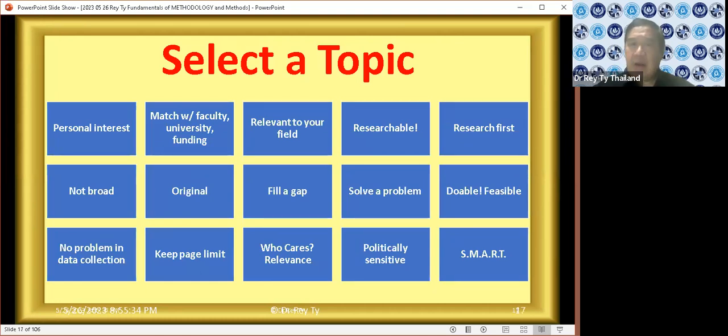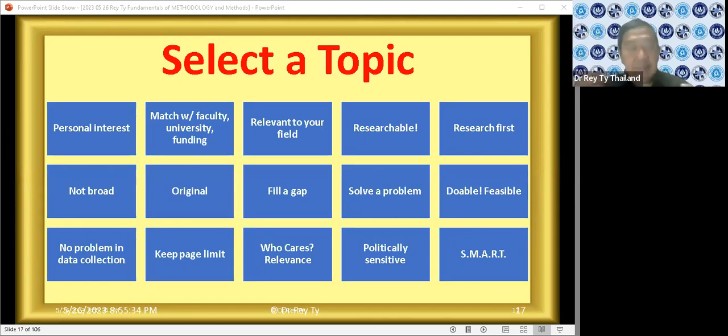How to select a topic? Of course, you should love the topic. If you don't, you will suffer while you're working on your doctorate or your student's doctorate or master's degree. Because if you don't like it, there was force on you, then it's not your work. You don't have ownership.